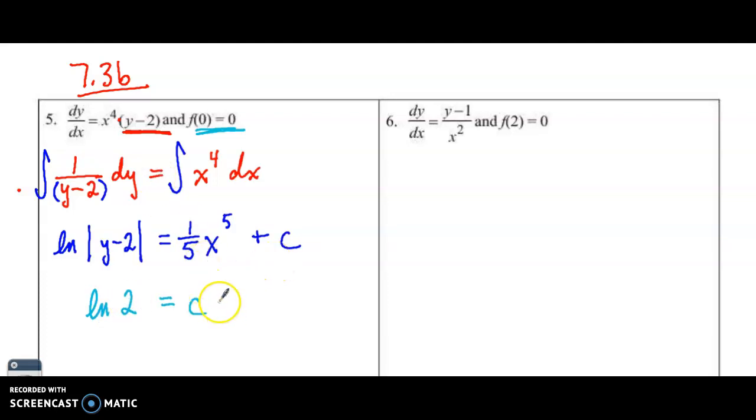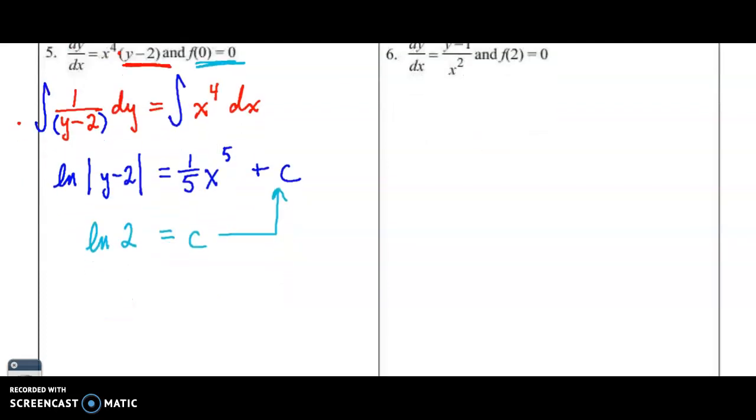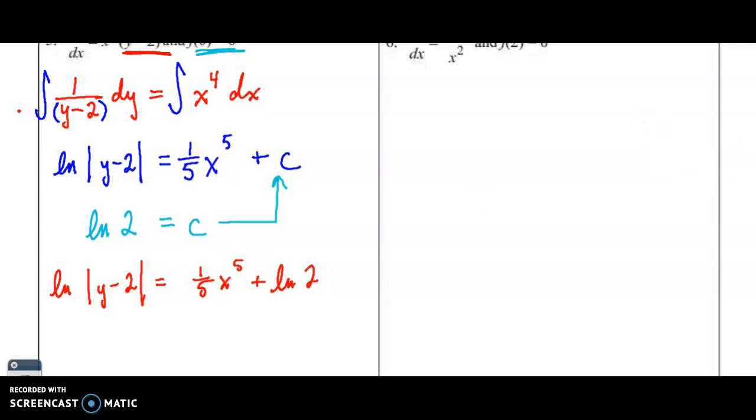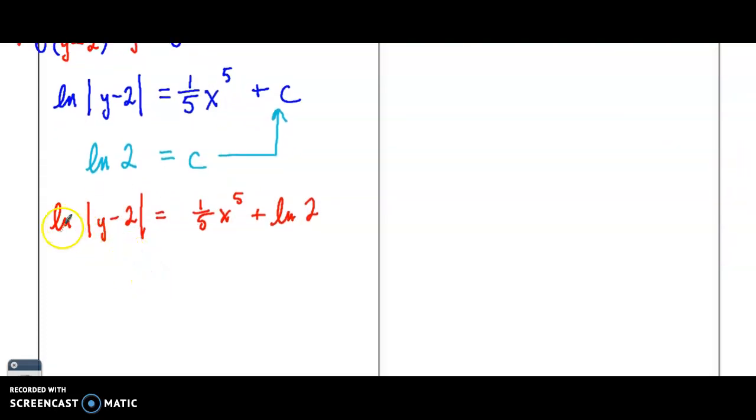So now when I replace this c with natural log of 2, remember the whole goal is to get y by itself. So what we have is natural log of y minus 2 is equal to 1/5 x to the 5th plus natural log of 2. You may have forgotten because it's been a while. To undo natural log would be to take the e to the other side.